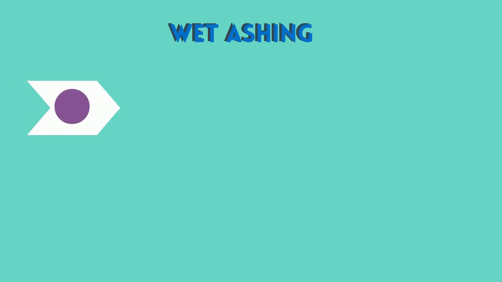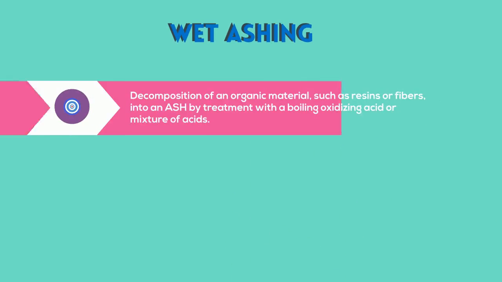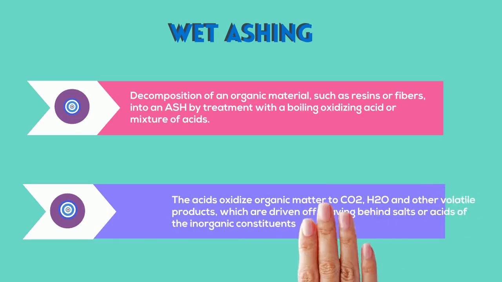Now we move to wet etching technique. It is a technique to decompose an organic material into ash by treatment with a boiling oxidizing acid or mixture of acid.